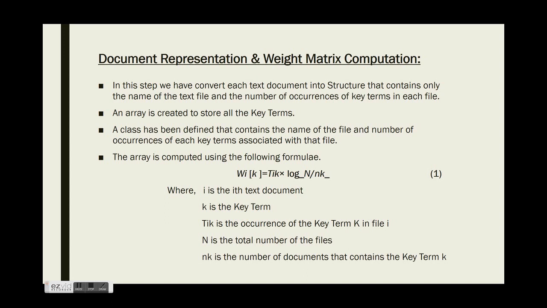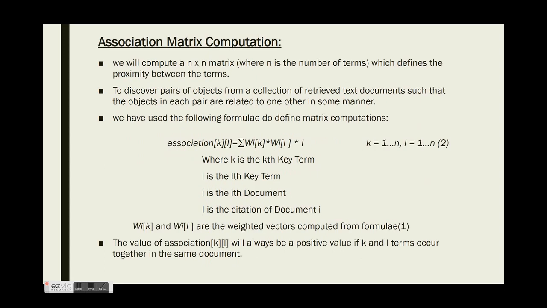Then the array is computed using the following formula, which is w_i,k is equal to t_ik times log n over n_k. So here i is the text document, k is the key term, t_ik is occurrence of the key term k in file i, n is the total number of files, and n_k is the number of documents that contains the key term k.